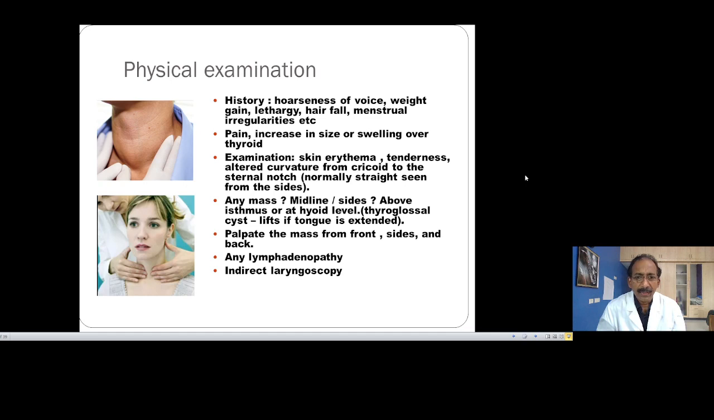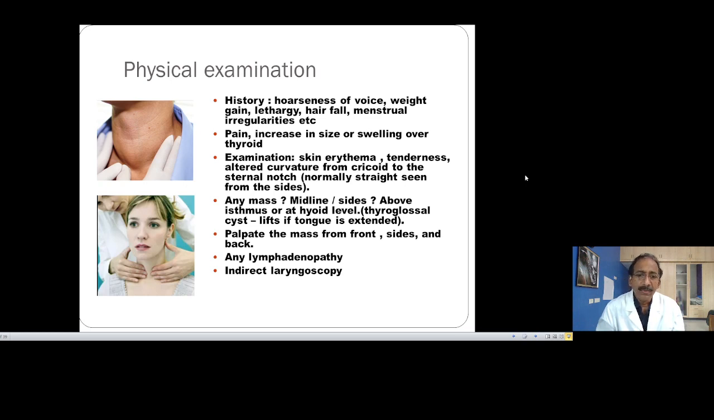There can be swelling of the thyroid involving the isthmus, and sometimes there can be a thyroid problem above the level, a thyroglossal cyst, which can be seen very easily when you ask the patient to put out the tongue, and the thyroglossal cyst moves. Rarely you can have a lingual thyroid, where there may not be any thyroid in the neck in children. So it's always good to inspect the oral cavity and palpate the mass from the front, sides, and back. Check for any lymphadenopathy.